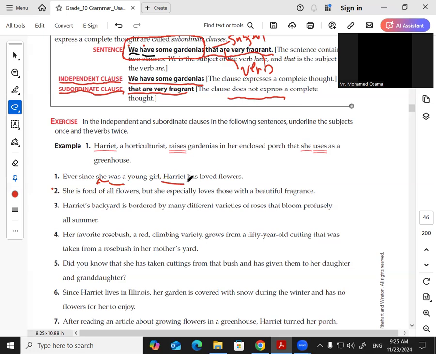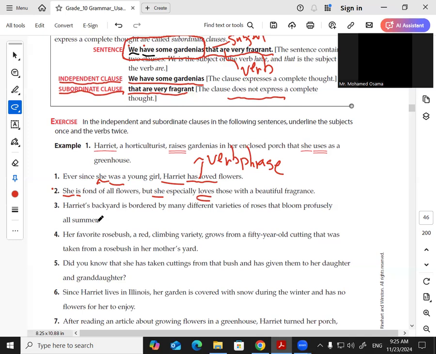And Harriet here has loved. Has loved is a verb phrase. Okay, great. Number two, she's fond of all flowers. So here the subject will be she, and the verb will be loves.